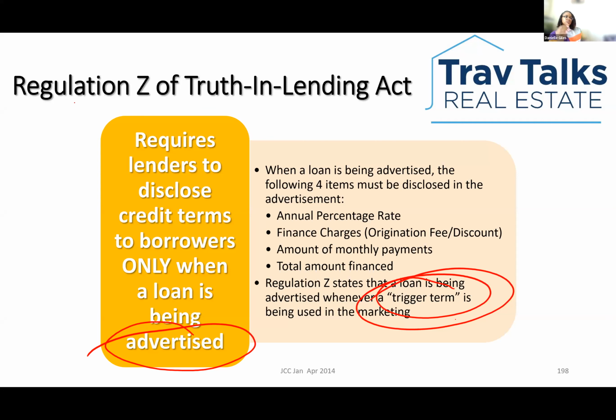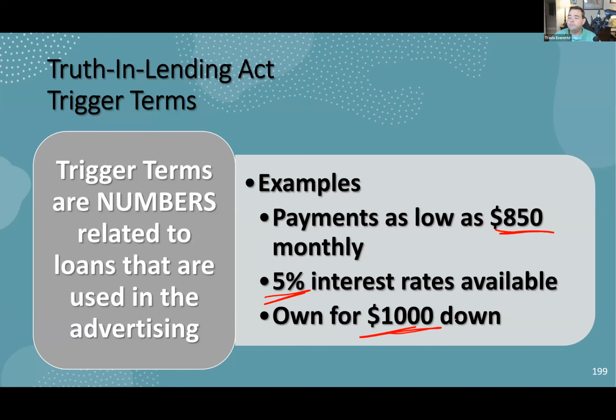The annual percentage rate, the finance charges, the amount of the payments, how many payments are going to be made. All of those things would now mean, and where would it need to be disclosed? In the note. Remember, this is just an advertisement. Oh, the advertisement. In the advertisement itself would now have to have those disclosures.